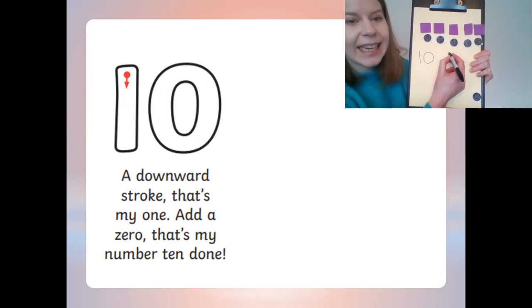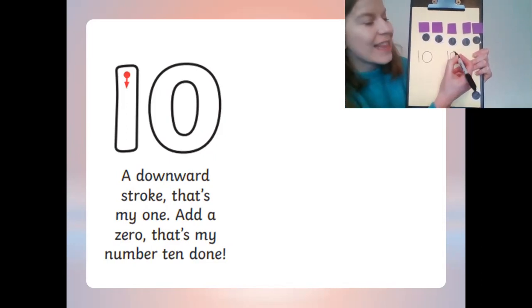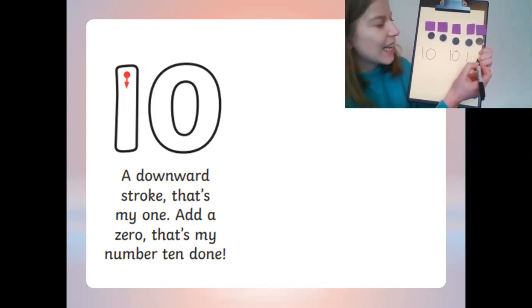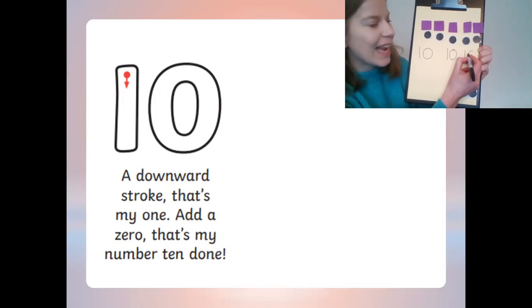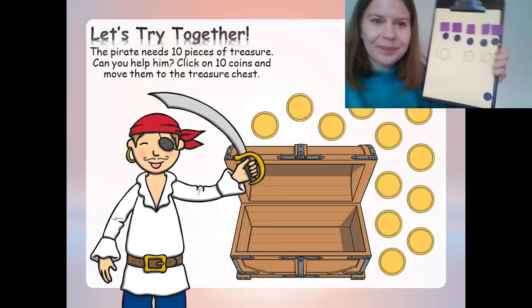Let's do it again. A downward stroke, that's my 1. Add a 0, and that's number 10 done. Let's do that one more time. A downward stroke, that's my 1. Add number 0, that's my 10 done.